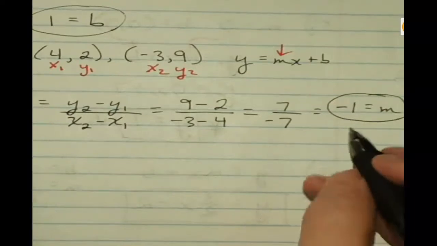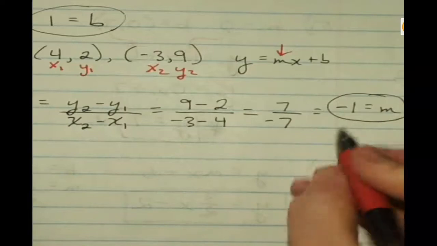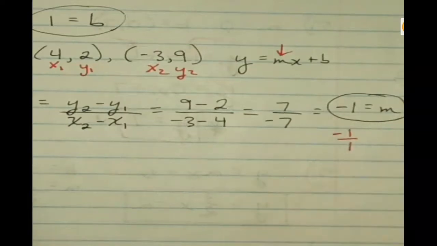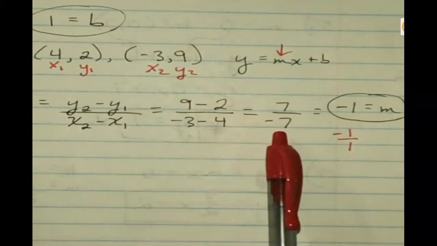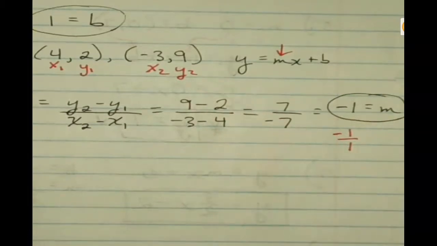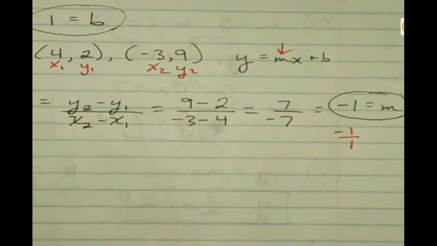Yep, if you're actually graphing it, it would look like -1/1. If you were to graph 7 over -7, you'd get the same line. You'd get the same slope. Yes. Or 1 over -1. Yeah, yeah. Okay, so now what do I do?